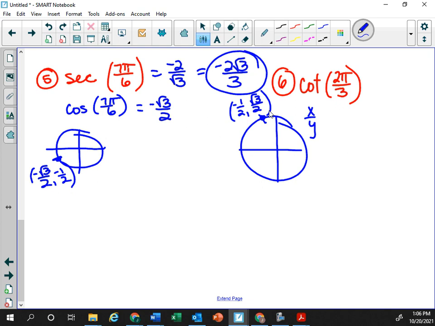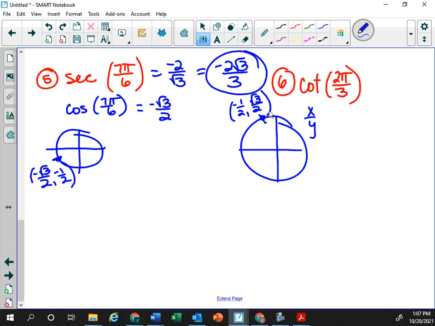What'd you guys get? Anybody, an answer? Root 3 over 3 or just root 3? It's negative root 3 over 3.